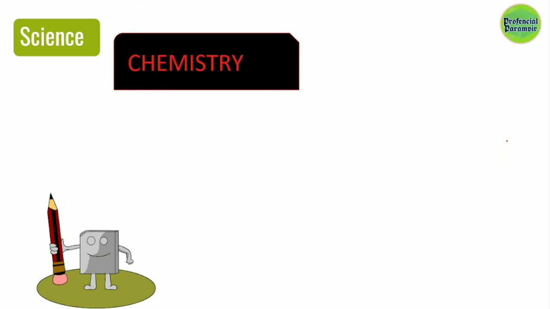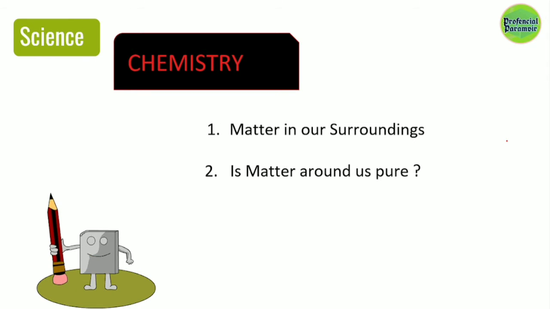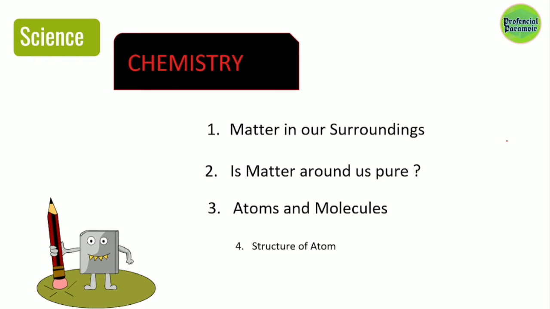So let's see what are the chapters of chemistry in the NCERT book of class 9. So we have matter in our surroundings, is matter around us pure, atoms and molecules, structure of atom.